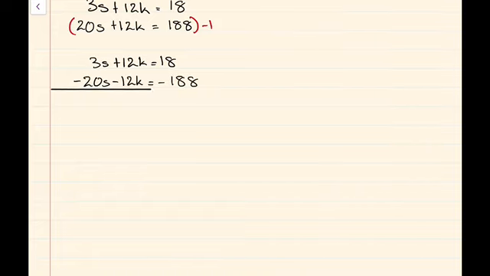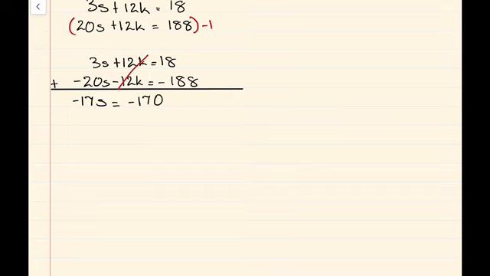So 3 minus 20 is negative 17s. 12k minus 12k is just going to be 0, so we can cancel that out. And then 18 minus 188 is equal to negative 170.